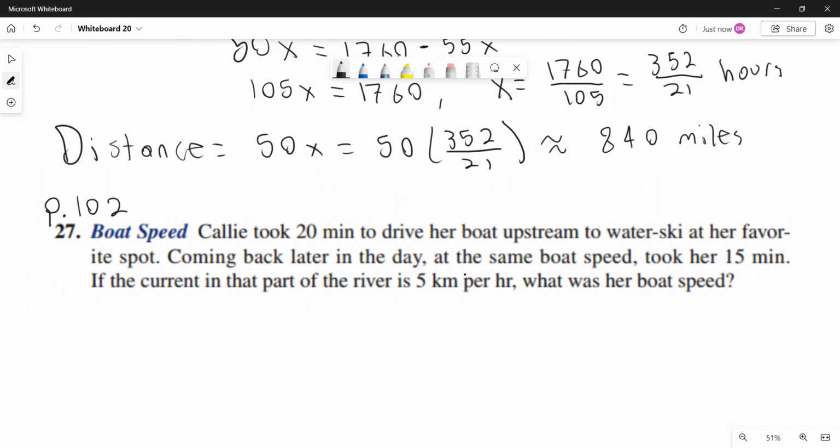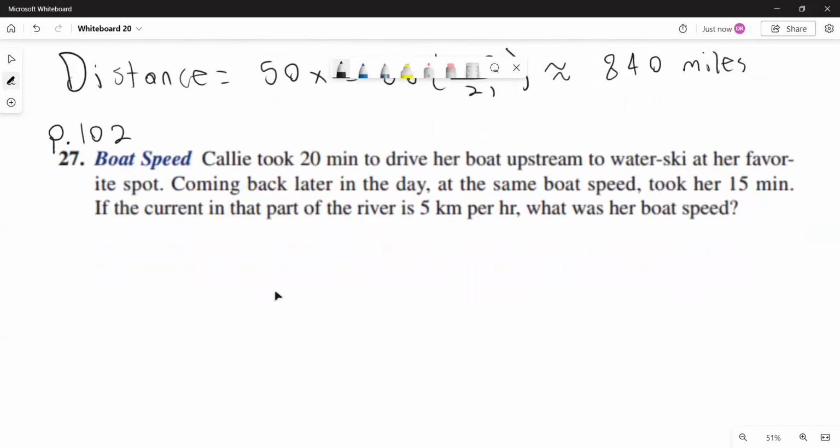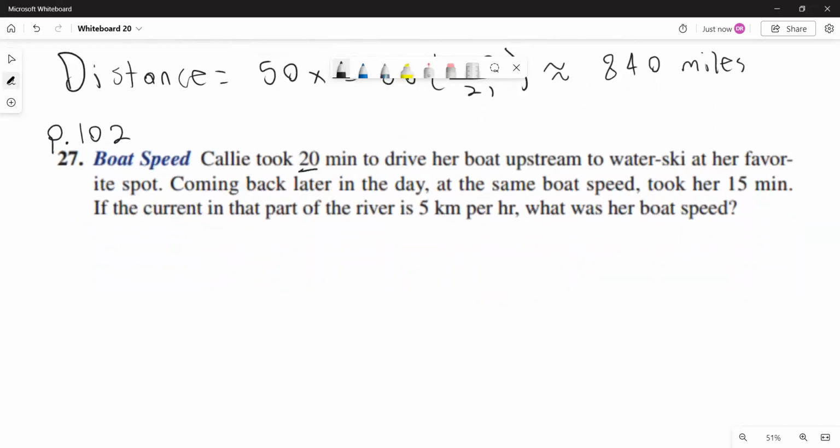Okay, Callie took 20 minutes to drive her boat upstream to water ski at her favorite spot. Coming back later in the day at the same boat speed took her 15 minutes. If the current in that part of the river is 5 kilometers per hour, what was her boat speed? So that's all we know. Now be careful because the times are in minutes, but the velocity is in kilometers per hour. So we need to make sure that we write everything in the correct units.